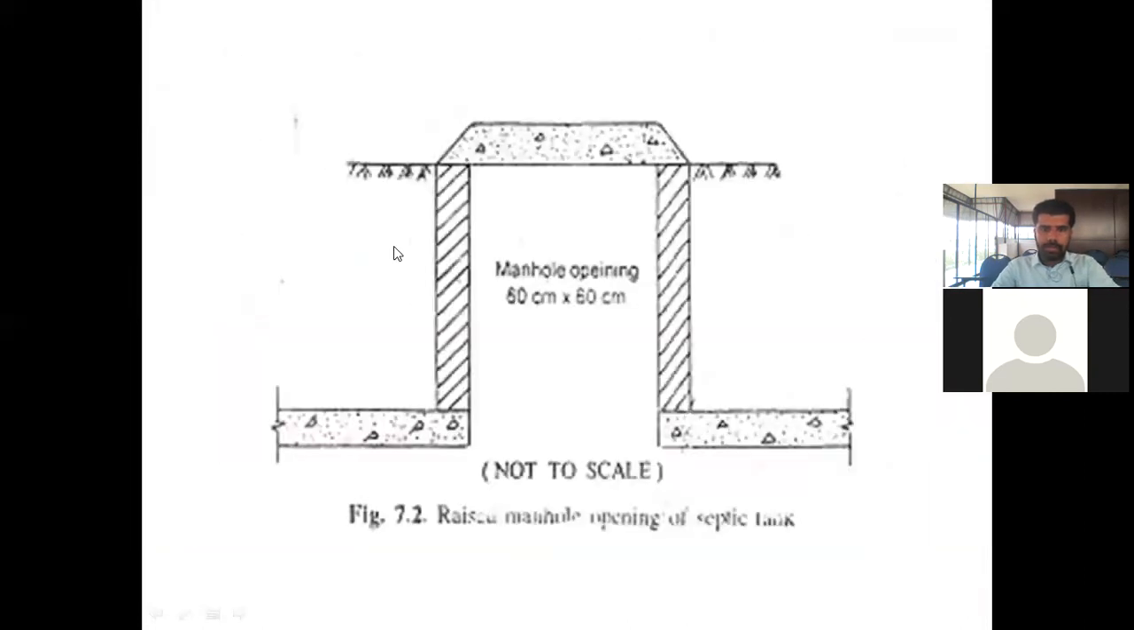Now, this is what I said. Imagine this is the ground level. If your septic tank is here below the ground level, in order to inspect it, you have to make a brick wall and you have to make a manhole here. Then only you will be able to inspect here. Raise the manhole opening of the septic tank. After the slope, the slope will be coming in a depth only. So from that should be the inlet of this tank.